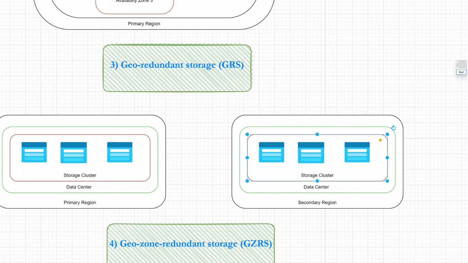So basically, we can say that it will provide you disaster recovery capabilities in case of any regional outage. So what would be the limitation for this GRS? Then we can say that failover to the secondary region requires manual intervention. So without that, your data will be intact in your primary region.